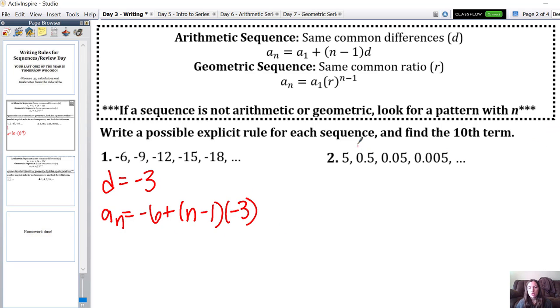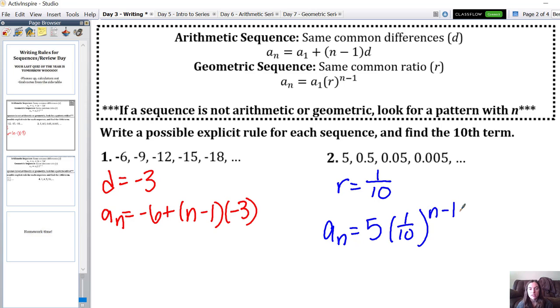Now in number 2, we're going from 5 to 0.5 to 0.05 to 0.005. So this one looks a lot like we are dividing by something. So it's going to be geometric. What are we dividing by? To get from 5 to 0.5, we would divide by 10, divide by 10 again, divide by 10 again. But since we're dividing, our value of r is going to be 1 over whatever we were dividing by, because this r should be something we're multiplying by. We would be multiplying by 1 over 10 each time. So then our formula for some value of n would be a sub n equals 5 times 1 over 10 to the power of n minus 1.